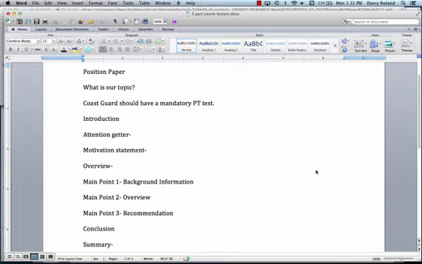So what we're going to look at first is the introduction. The introduction has 3 steps: the attention getter, the motivation statement, and the overview. The attention getter is literally something to grab your attention. So if I were to write, Imagine being in the military for 20 years and not doing a PT test. We're a military audience, so that would probably be appropriate. It would do the trick of grabbing your attention, so you're going to want to move on to the next step.